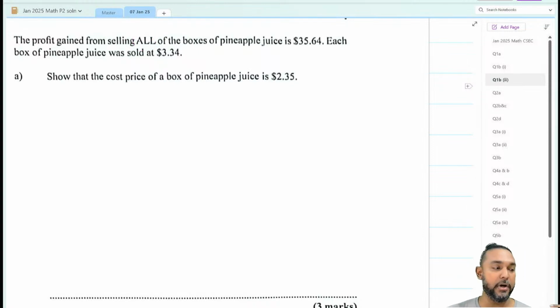So if you are sitting an exam and you realize, hey, something is wrong here, don't panic. It's CXC. As you can see here, they make errors.